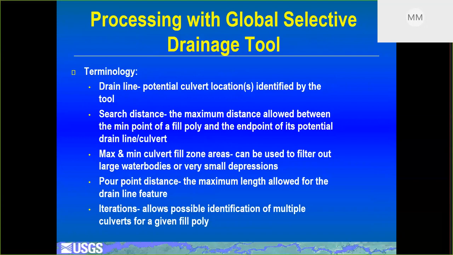There's also a pour point distance, which is a term for the maximum length that you want to allow for the drain line or the culvert features. And then the tool is set up to run iteratively, so that in some cases there's going to be more than one culvert that falls within the extent of a given fill area polygon. Sometimes there is a culvert and a relief culvert nearby, or that kind of situation, and the iterations help identify multiples.